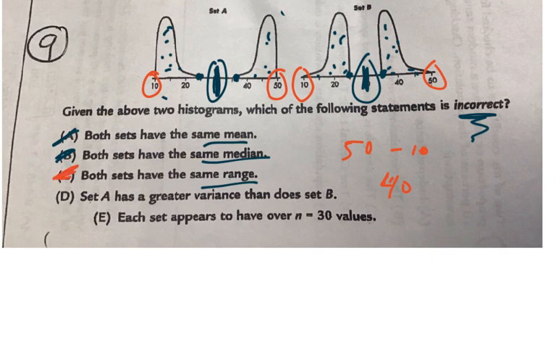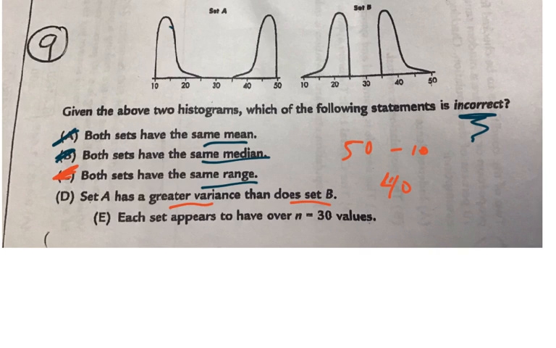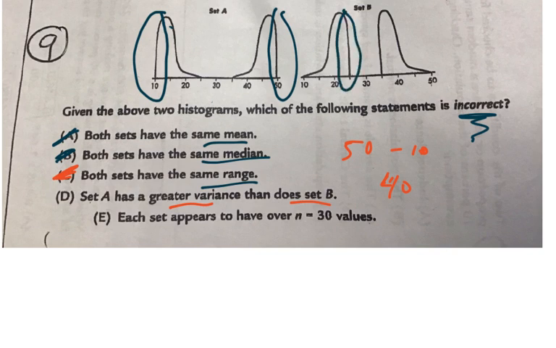So we're now down to choice D or E. D says set A, excuse me, has a greater variance than set B. Okay? So, guys, hear me out. That potentially could be very true. Look at here, guys. Do you see how set A has more data around 10 and 50? Whereas set B has more data, if you look at it, closer to 30, around 25 and 35.